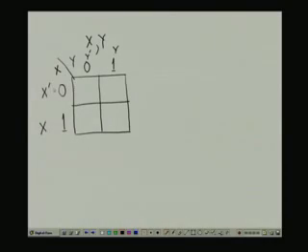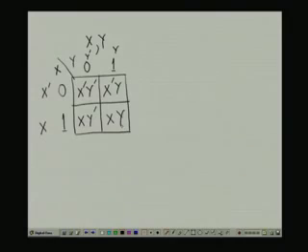So this becomes x bar y bar, this is the position of the minterm x bar y bar. This is the position of the minterm x bar y. This is the position of the minterm x y bar, and this is my x y.